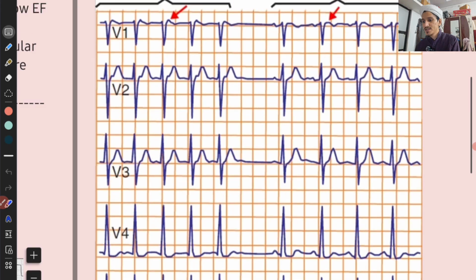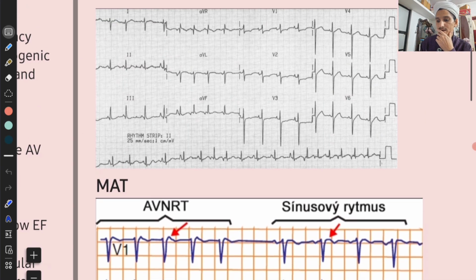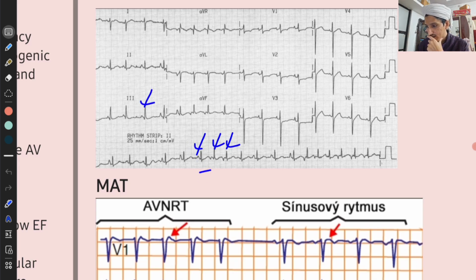Now coming to some other ECG. See, this is an example for again SVT. The QRS complexes are narrow in the rhythm strip, and there is tachycardia. And the rhythm, if you see the RR interval, sometimes the interval is long, sometimes it is short. So it is an irregular rhythm.